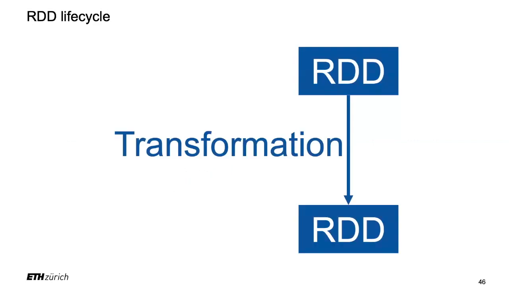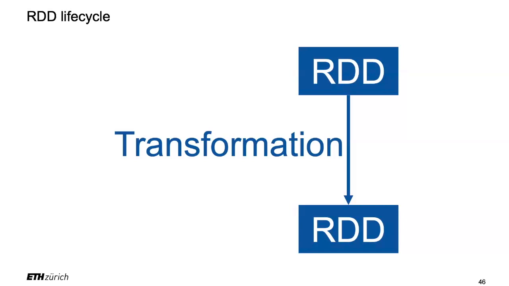Once you have created an RDD, you can transform it. Transforming an RDD means you create another RDD out of the first one with some transformation. That transformation could be mapping, could be reducing, but it could be many, many, many other things.